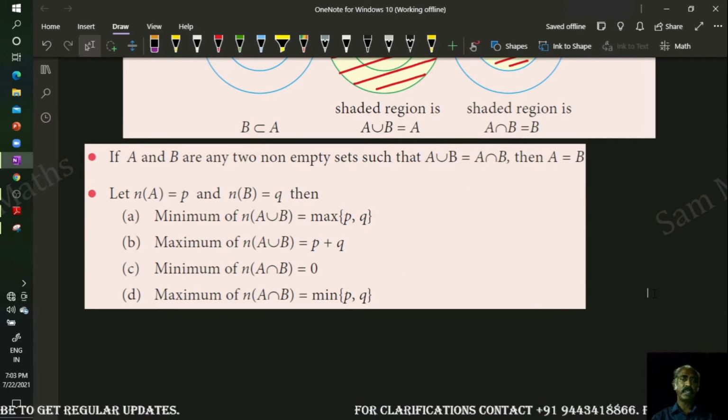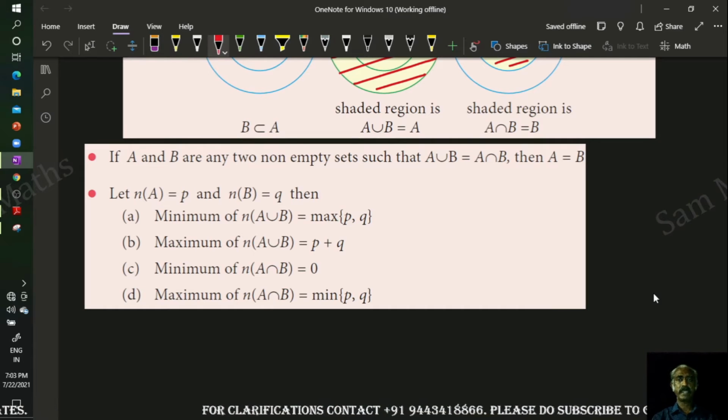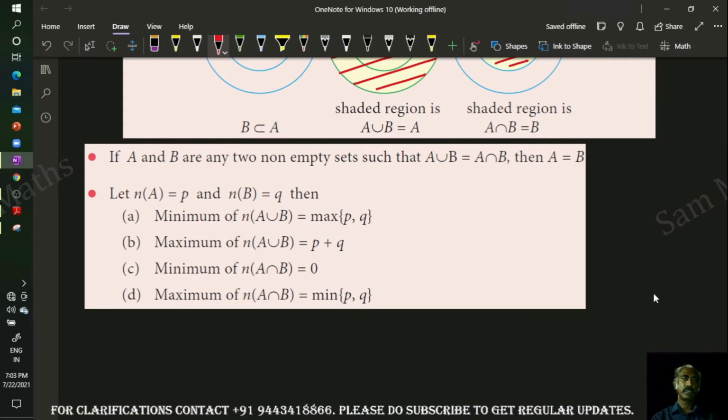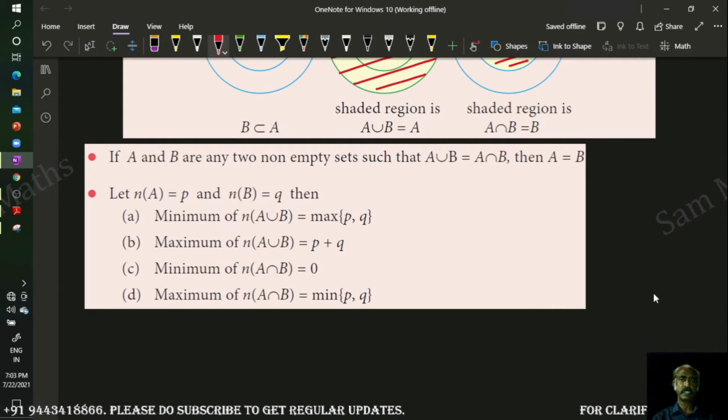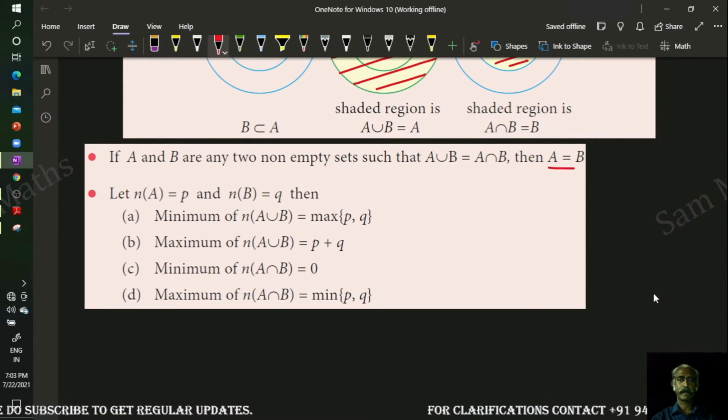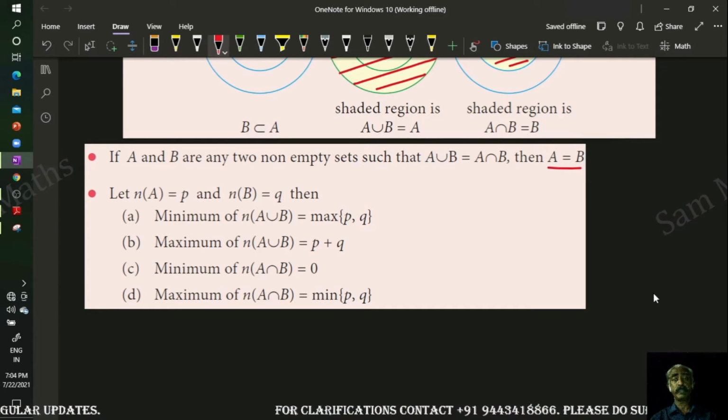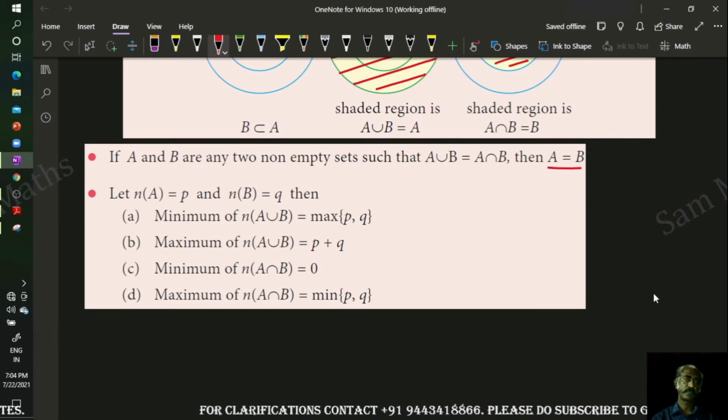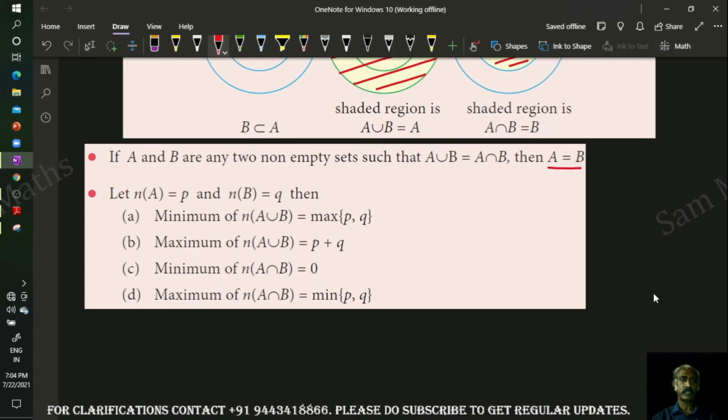If A and B are any two non-empty sets such that A union B is equal to A intersection B, clear, children? Then A equals B. Only if A is equal to B, A union B is equal to A intersection B.